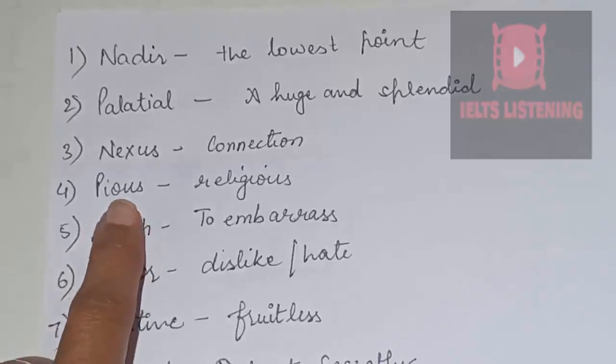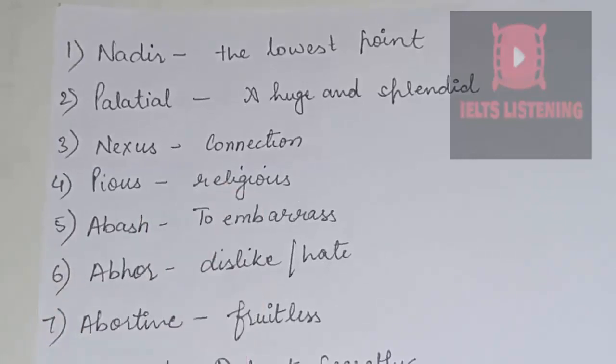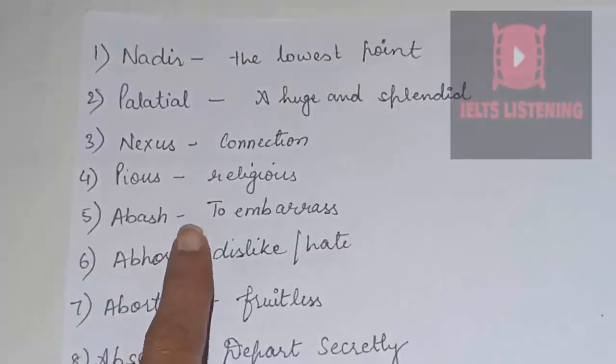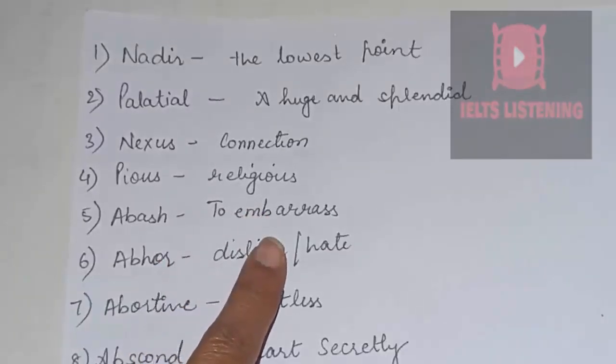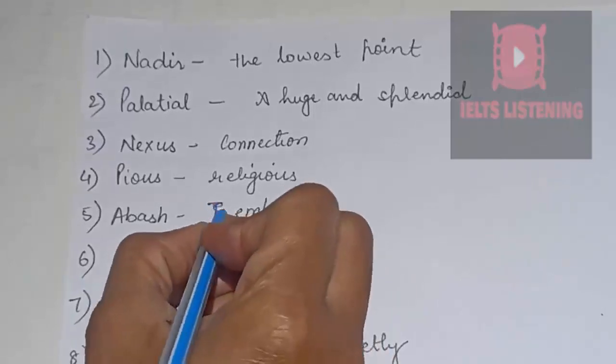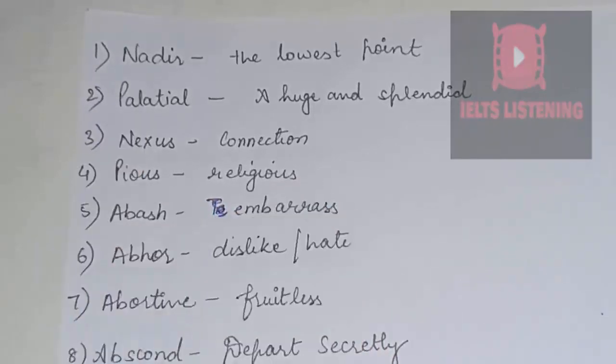Next word is pious, means religious. So you can say that my grandmother is a pious lady. Next word is abashed, means embarrassed. You can use this word if you feel embarrassed in any situation. So instead of saying embarrassed, you can say abashed.